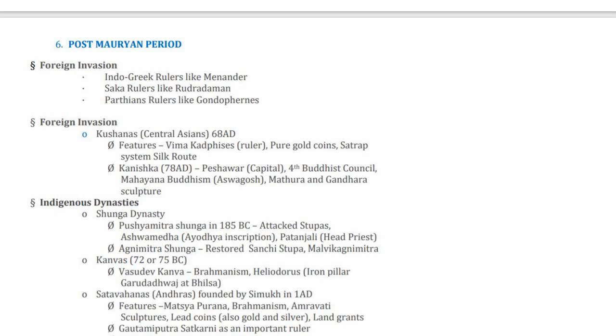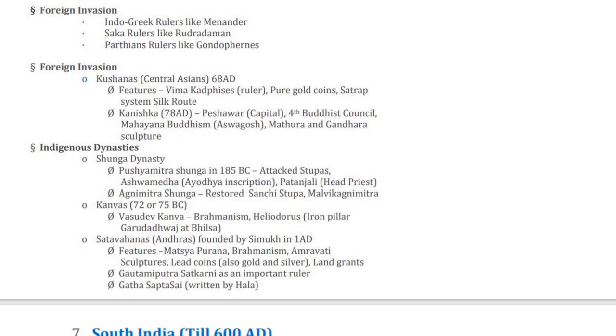Okay. Now coming on to indigenous dynasties, here you have to study about Shunga dynasty, Kanvas and Satavahanas. Only these dynasties you have to study. Their features you have to study, the literature, sculptures, art, culture, coins that were found in this period.